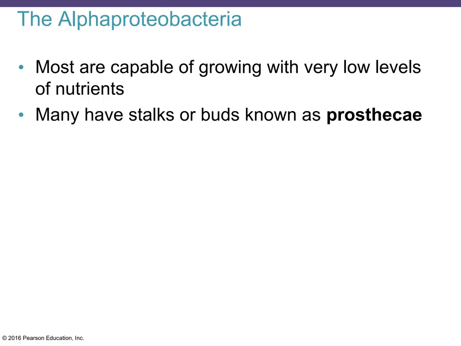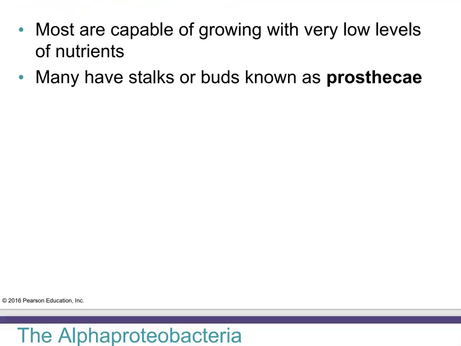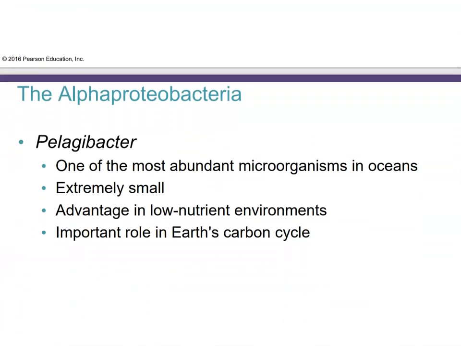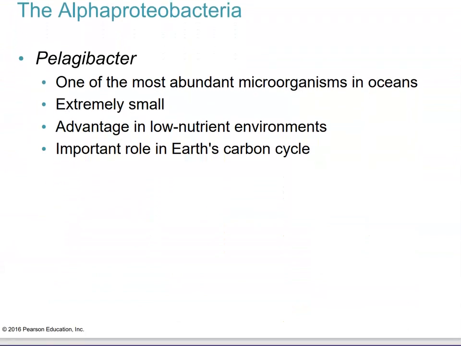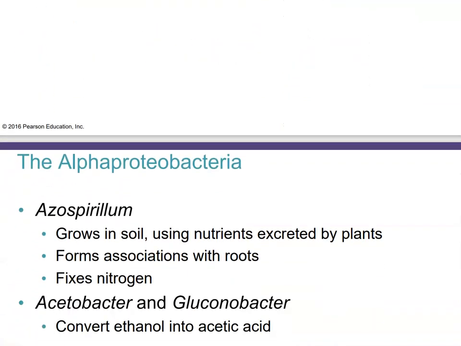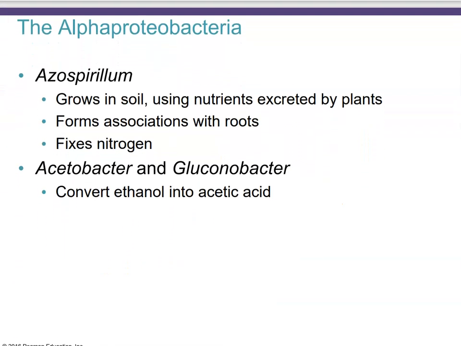And these guys in general are capable of growing with very low levels of nutrients. Many of them produce these buds or stalks to attach to a surface that's called prostheses. And here are some examples on the alpha proteobacteria. So Pelagibacter, very abundant microorganism in oceans and saltwater, very small, very low nutrient requirement, and plays an important role in Earth's carbon cycle. Here are some other important alpha proteobacteria.